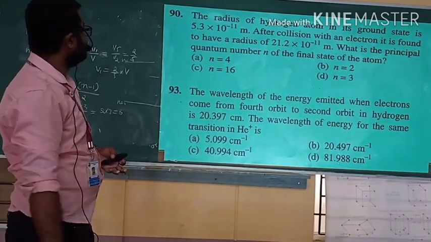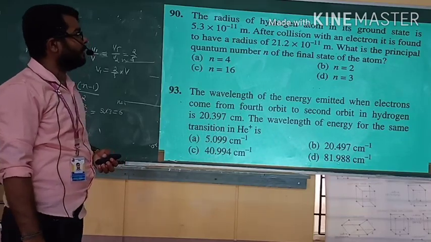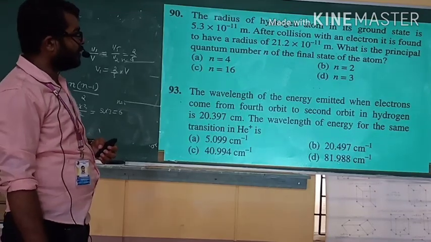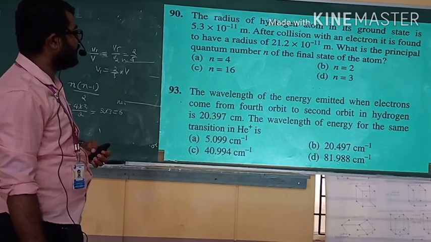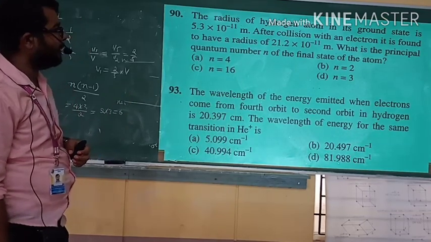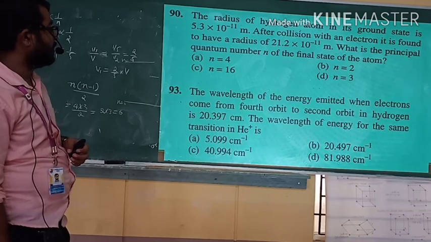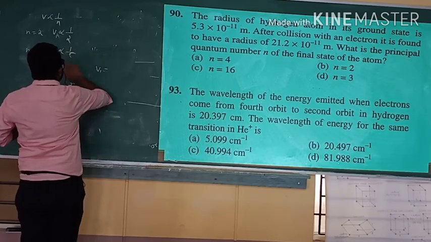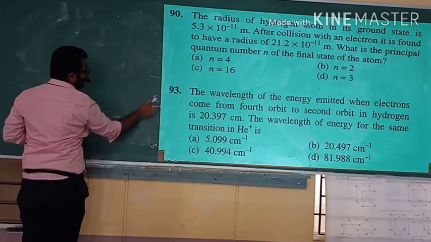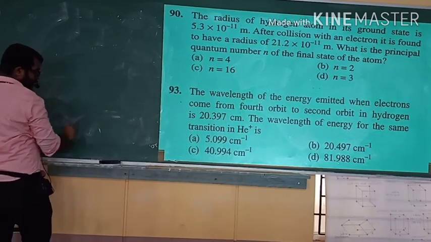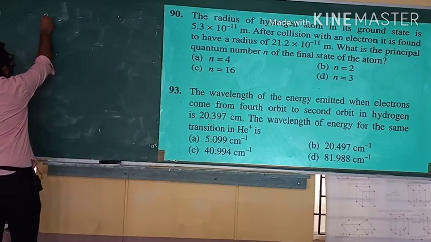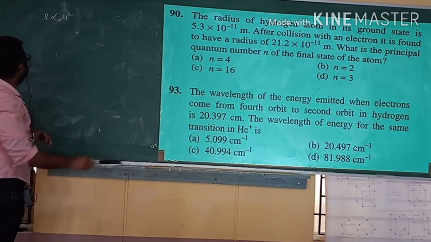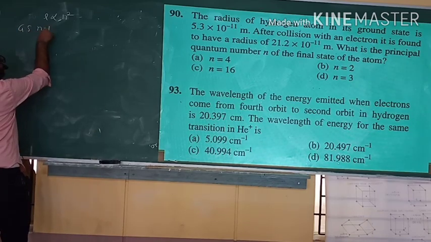So question number 90. The radius of hydrogen atom in its ground state is 5.3 into 10 power minus 11 meter. After collision with an electron, it is found to have a radius of 21.2 into 10 power minus 11 meter. So what is the principal quantum number n of the final state? So final state n value is to be found out. So this you can do. That is, you know that r is proportional to n square, right? So first is ground state, and ground state means n is equal to 1 state.